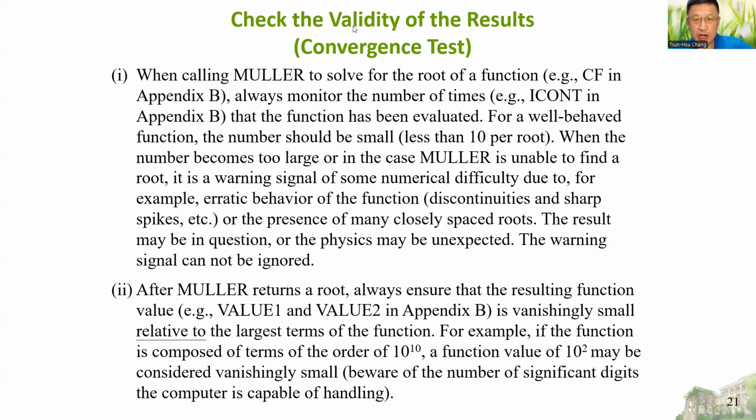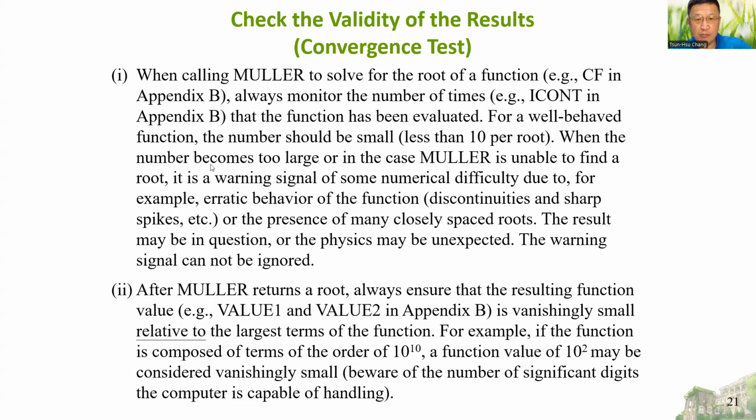We should always check the convergence. Numerical result is not always correct. Therefore, we should always be careful. When calling Muller to solve for the root of a function, for example, CF, always monitor how many times you iterate. I count in Appendix B the number of times the function has been evaluated. For a well-behaved function, the number should be small, not too much.